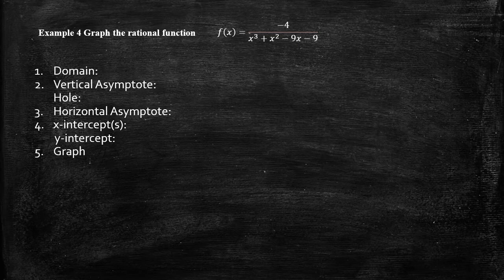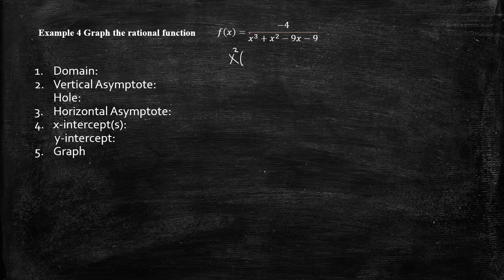So example 4 now, our function is -4 divided by x cubed plus x squared minus 9x minus 9. All right, so we want to find the domain of the function. So we need to factor the denominator. This time we have 4 terms, so factor by grouping.